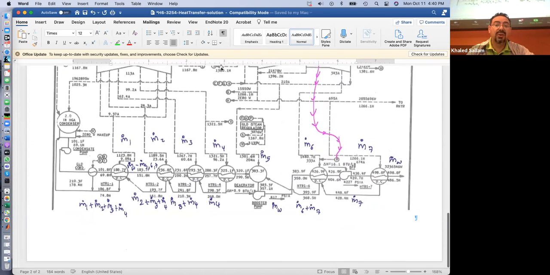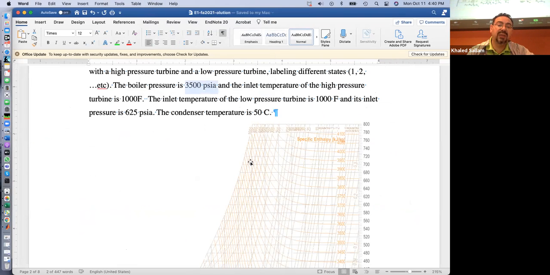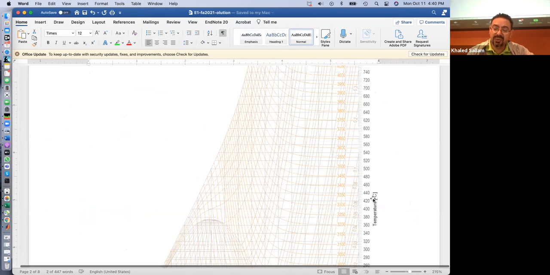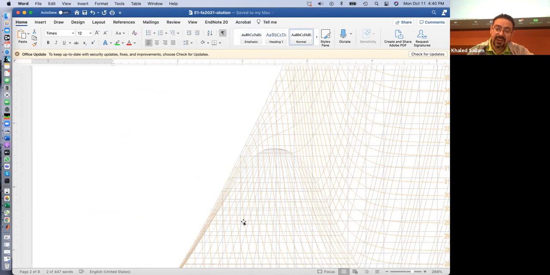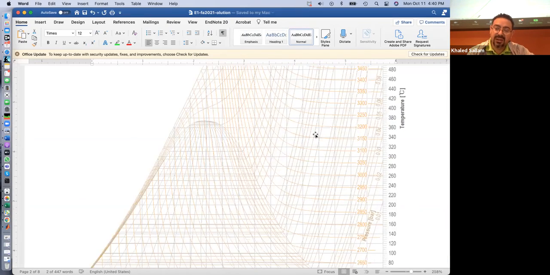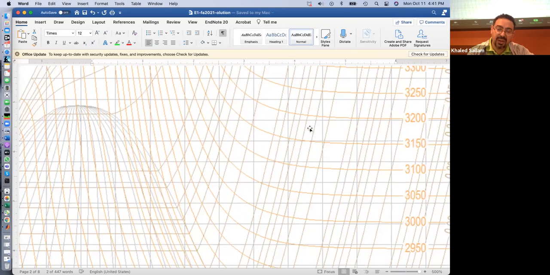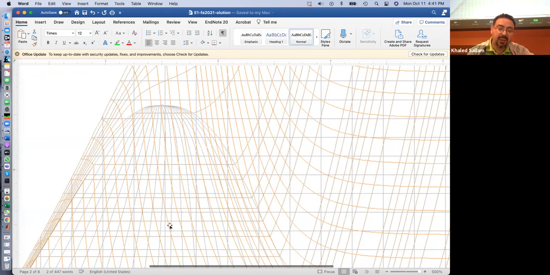All right? So how do we plot this cycle? The cycle that was given to us is SI. The temperature is in degrees C, and those pressure lines. You see those pressure lines? What color is the pressure line? Is it the orange or the dark brown? Dark brown, right? The dark brown is the pressure line.